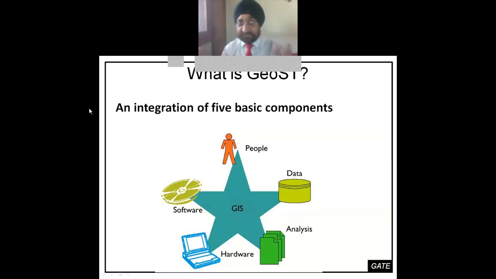Basically, in geospatial technology, there are 5 components. The people who are working on GIS, very important. Data, very important. The software on which we work, and the hardware, using which we operate the software. And then the analysis part, that's the GIS analysis. These are the 5 basic components of a GIS, and I will not spend too much time on them.